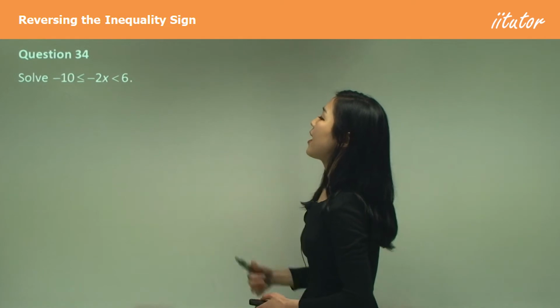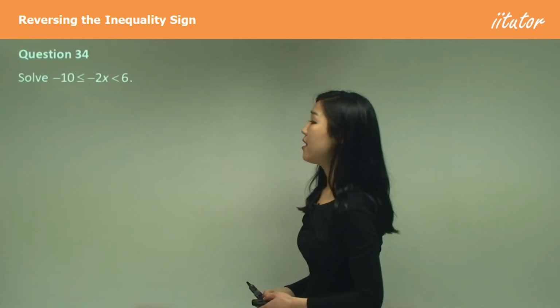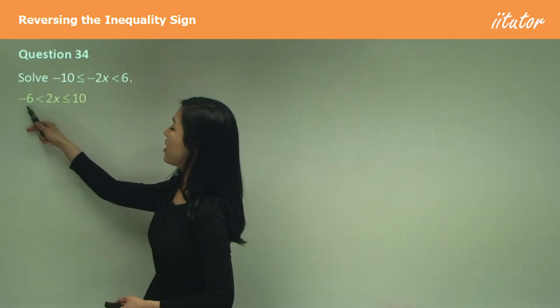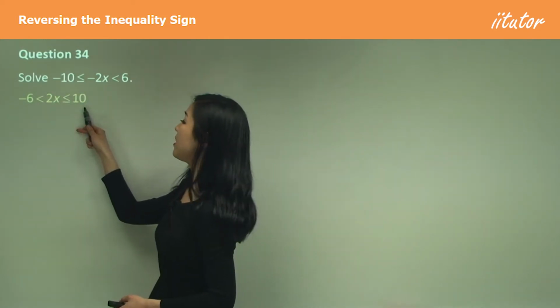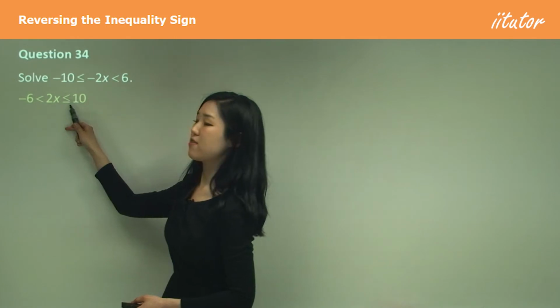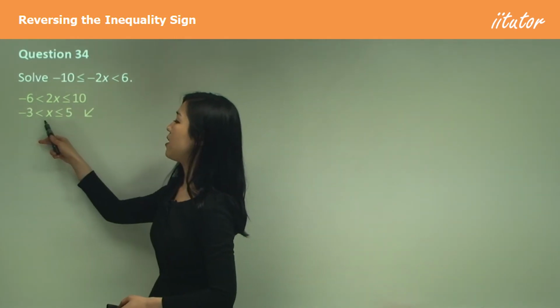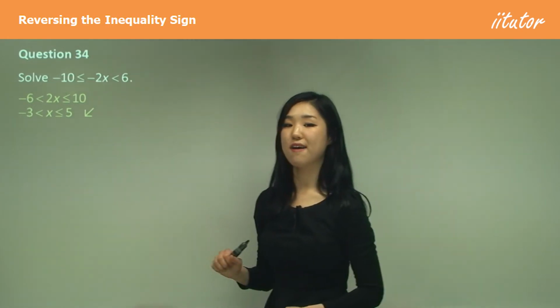34, okay, I want to get rid of the -2 again. So make it +2 and put the -6 here and put the +10 here, and then the sign would go the same direction. And then divide everything by 2. So I have -3, x, and then +5.